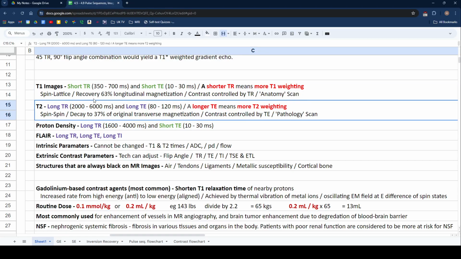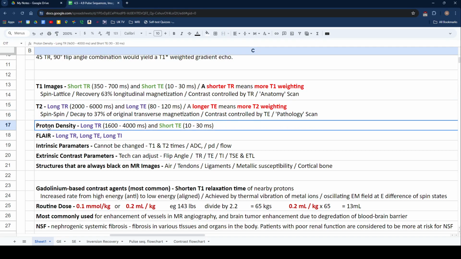T2s use long TRs and long TEs. A longer TE means more T2 weightings. These are spin-spin. It decays to 37% of the original. Contrast is controlled by a TE, and it's a pathology scan. Proton densities have a long TR and a short TE. FLAIRs have a long TR, a long TE, and a long TI.